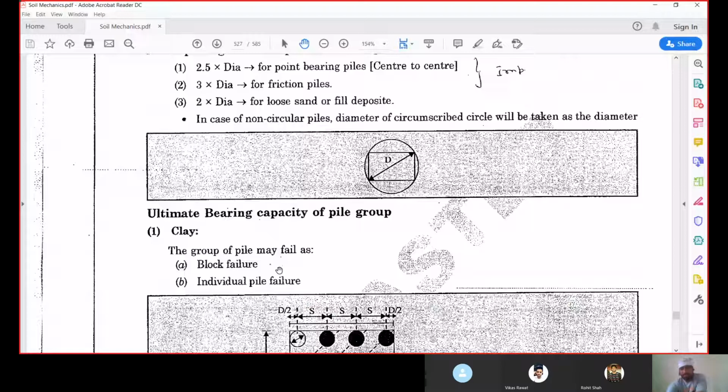Because we are considering block failure, we have to take the area of base of block, multiplied by Nc, plus alpha, which is the adhesion factor, Cu. Why are we taking this adhesion factor? Because materials are different: at the surface we have concrete and outside the surface we have soil, so we are using this alpha term. So alpha into Cu multiplied by the perimeter of block. This perimeter of block means 4 times B multiplied by the length of block, meaning the individual pile length we will be taking.